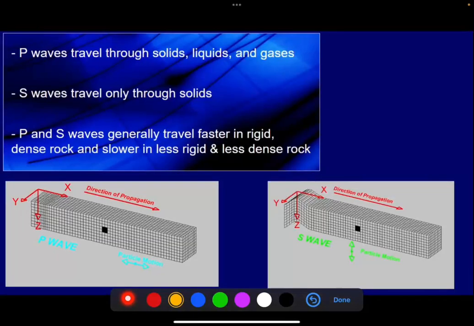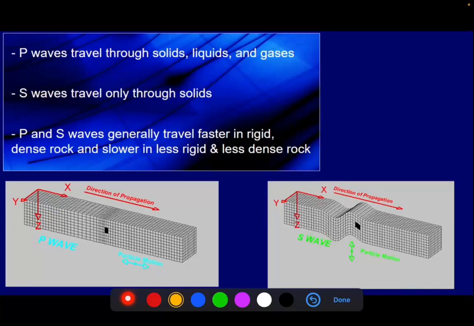Next, P waves tend to travel through solids, liquids, and gases, and S waves travel only through solids. P and S waves generally travel faster in rigid, dense rock, and slower in less rigid and less dense rock.